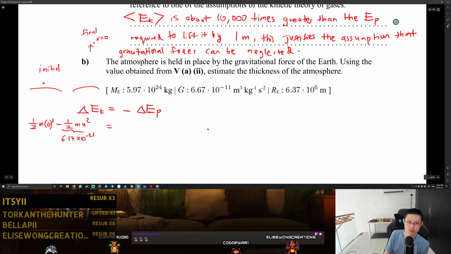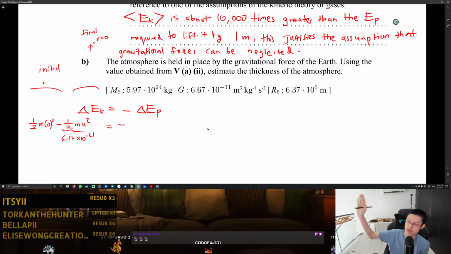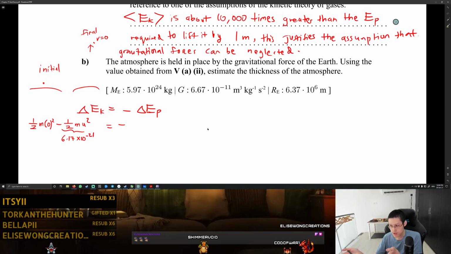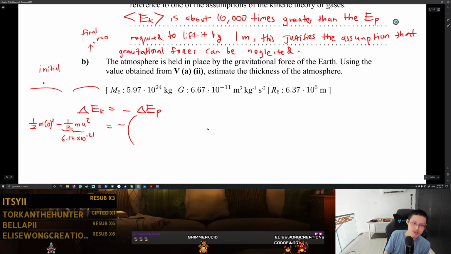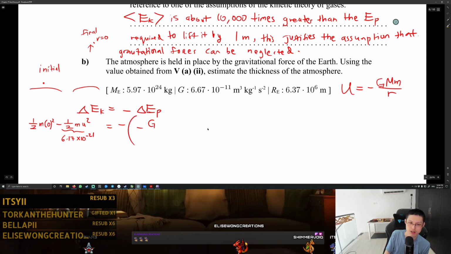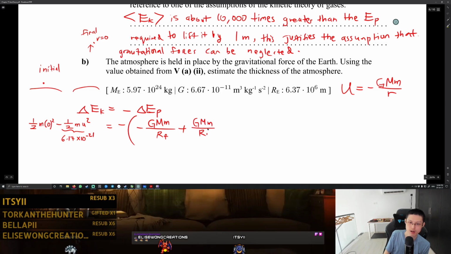Okay, what about the change in gravitational potential energy? Since you're flying all the way into the atmosphere, that's going to be way more than 1 meter. And I suspect the gravitational force would not be constant anymore, right? Because from chapter 2, you know that the gravitational acceleration depends on the distance to the center of the Earth. So we have to use the gravitational potential energy equation, which is negative GMm over r. So final is negative GMm over rf, minus positive GMm over ri.